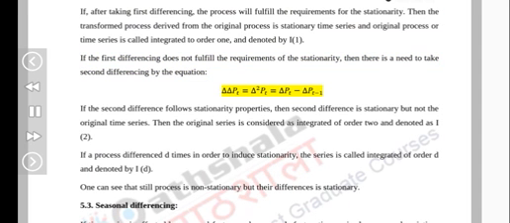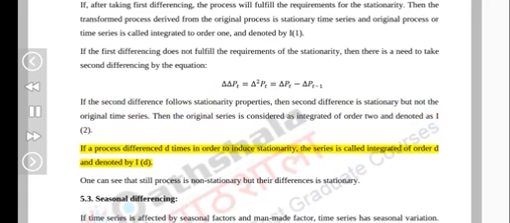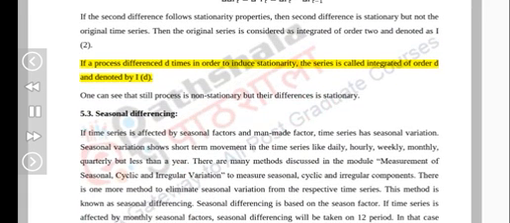Increment squared PT equals increment PT minus increment PT minus 1. If the second difference follows stationarity properties, then the second difference is stationary but not the original time series. Then the original series is considered as integrated of order 2 and denoted as I(2). If a process is differenced d times in order to induce stationarity, the series is called integrated of order d and denoted by I(d). One can see that the process is still non-stationary but its difference is stationary.